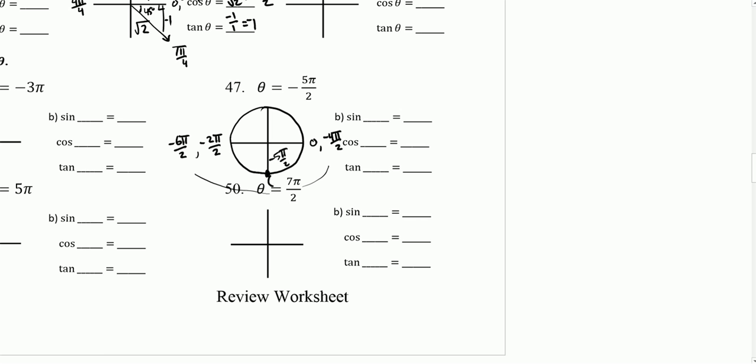So it's 1 below 0, 0. So we're at 0, negative 1. So the sine of negative 5 pi over 2 is your y coordinate, which is negative 1. The cosine of negative 5 pi over 2 is the x coordinate, which is 0. The tangent of negative 5 pi over 2 is your y over x, negative 1 over 0, which is undefined. And there we have it.